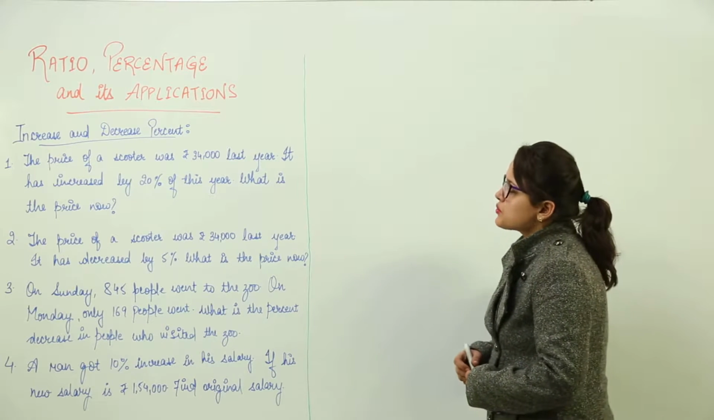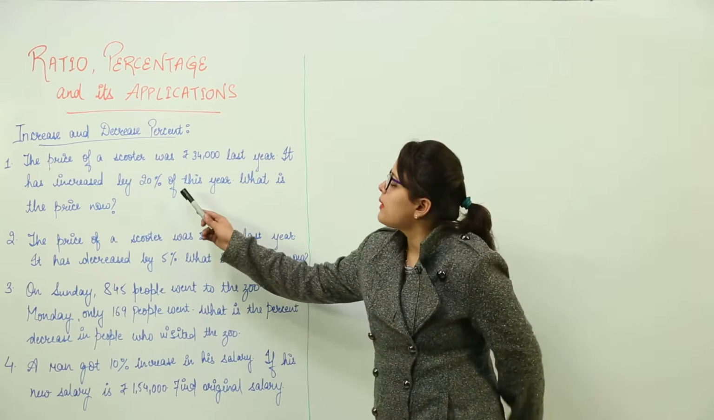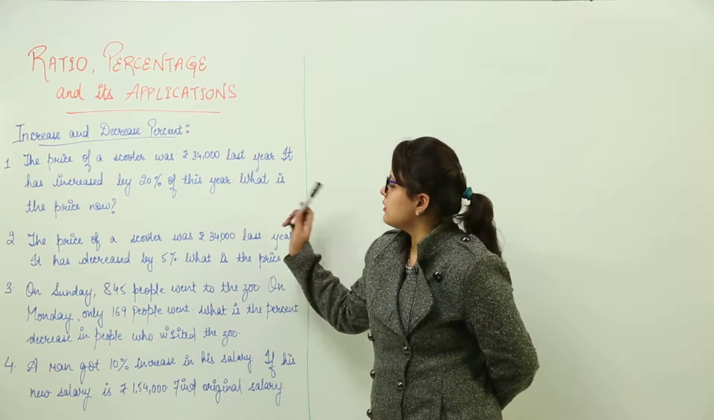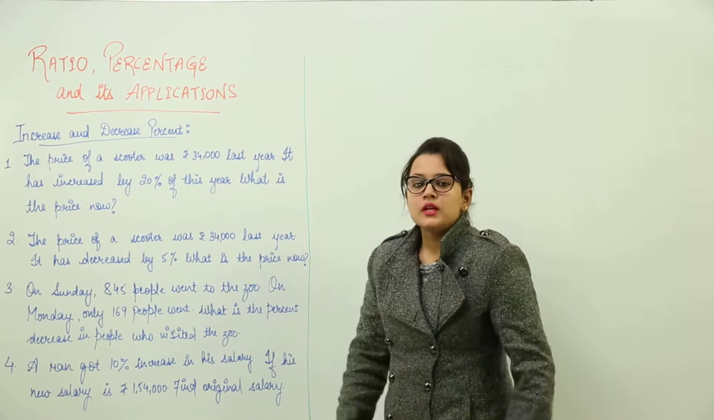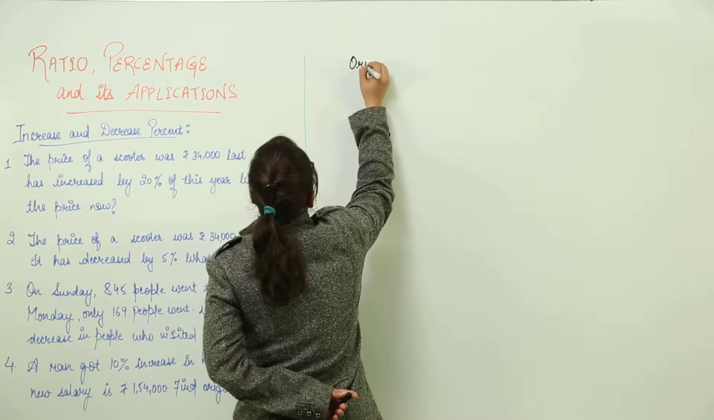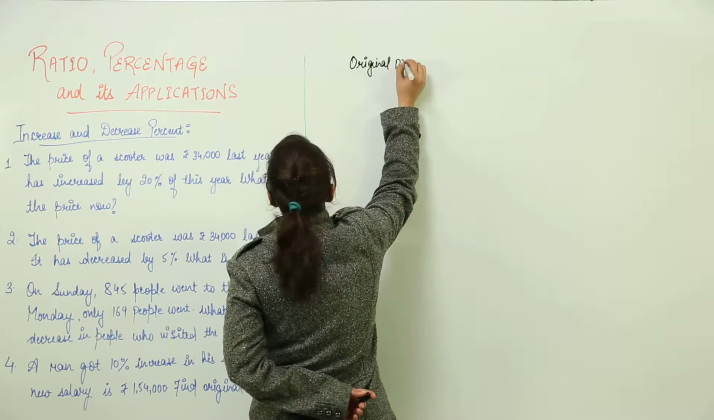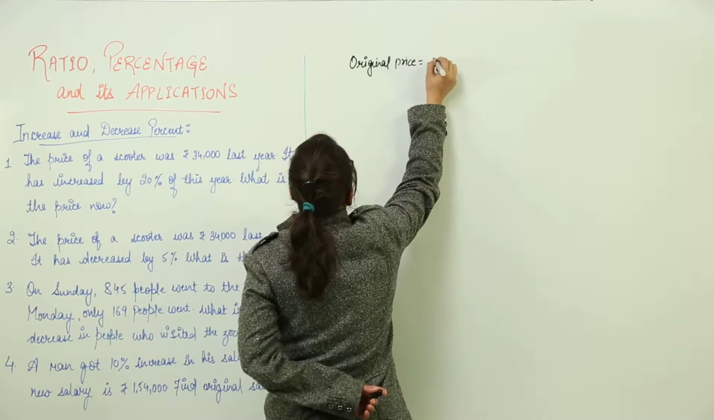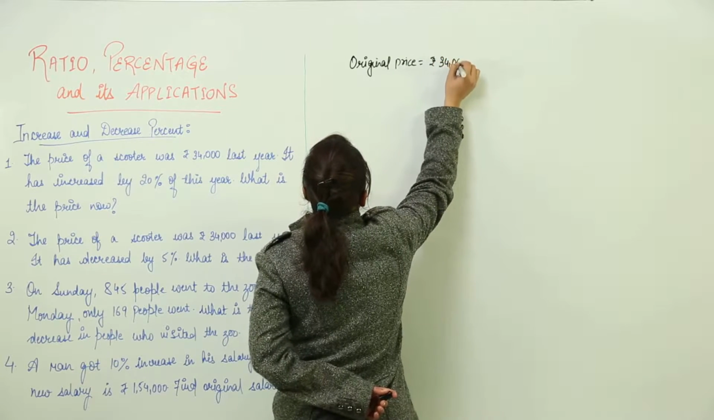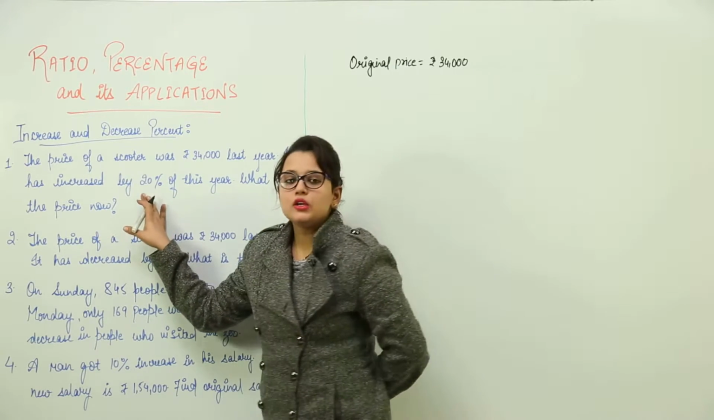The price of a scooter was 34,000 last year. It has increased by 20% this year. What is the price now? That means the original price, I'll write the original price equal to what? That was 34,000. So this was the original price last year. Now this has been increased by 20%.